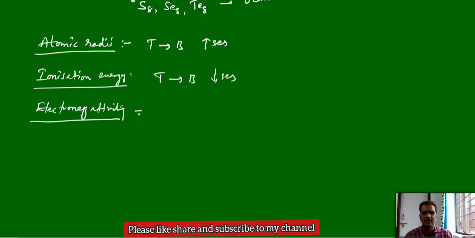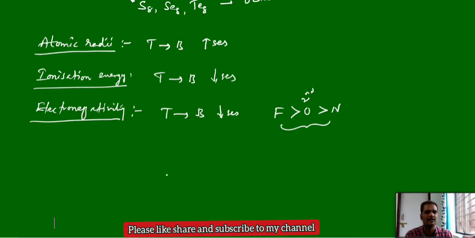Electronegativity of these elements again decreases from top to bottom. Again, it shows a regular behavior. But we know that oxygen is the second most electronegative element in the periodic table. First is fluorine, after that we have oxygen, then nitrogen.